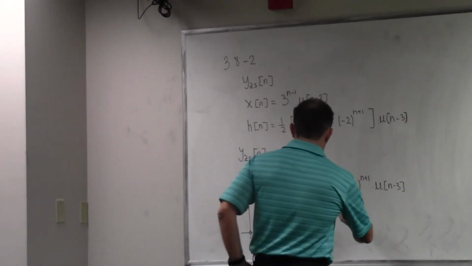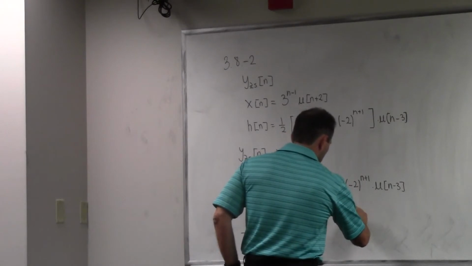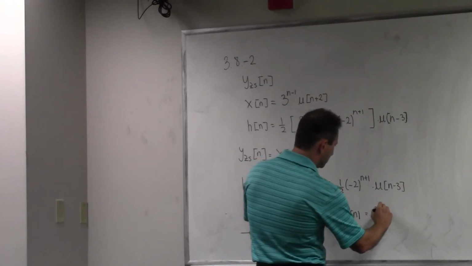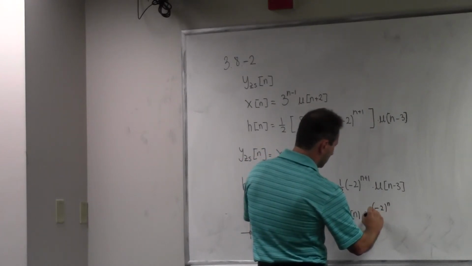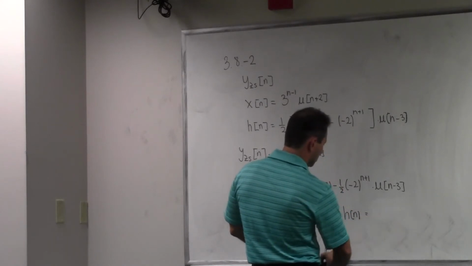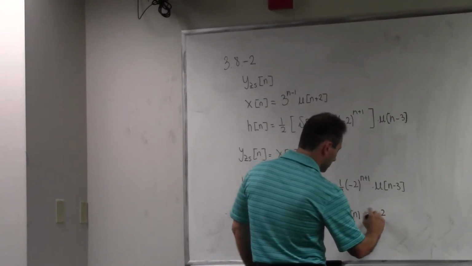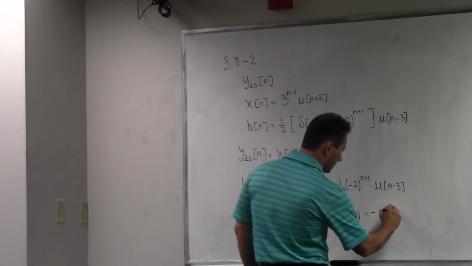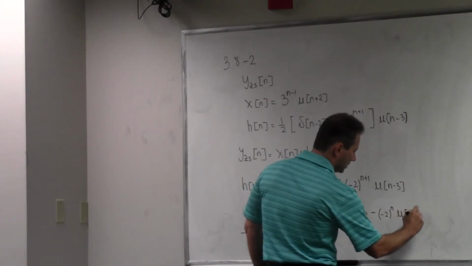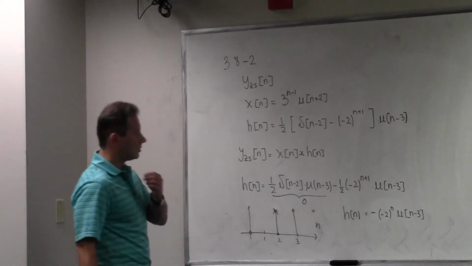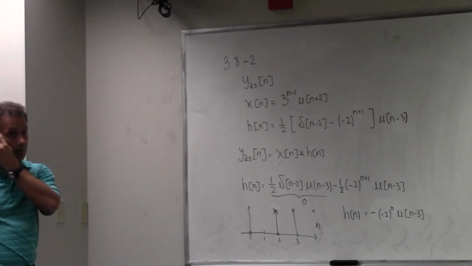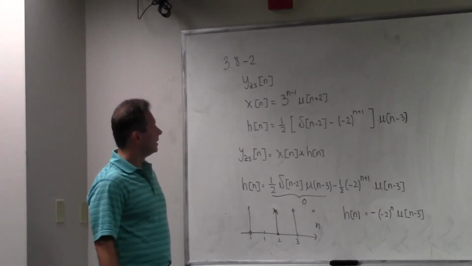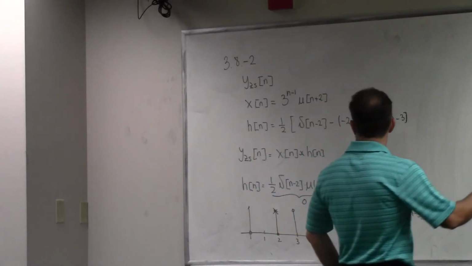So essentially, your h of n, your impulse response here, is minus 2 to the n, u of n minus 3. So that's your impulse response. Okay? So once you have it this way, then it becomes relatively easy. Now let's see what happens.